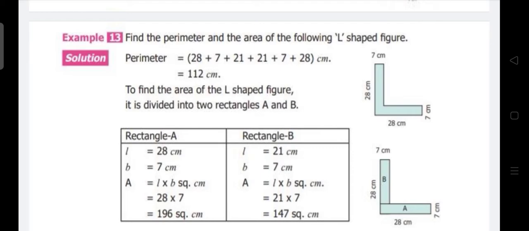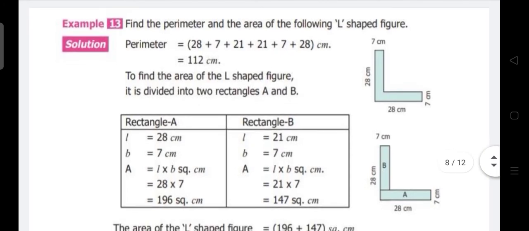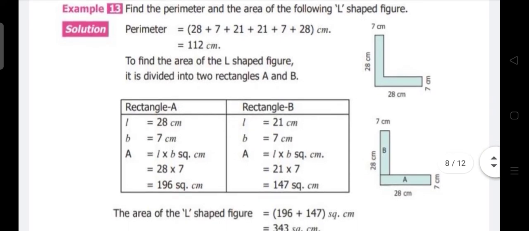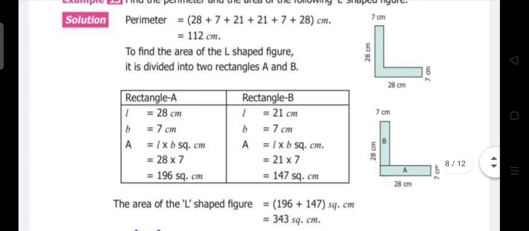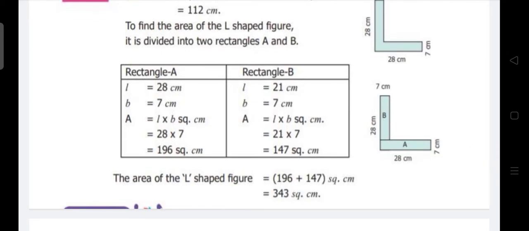The area means area of rectangle A and area of rectangle B. Rectangle A length is 28, breadth is 7. So area is 196 square centimeter. Rectangle B length is 21, breadth is 7. A is equal to L into B square centimeter. That is 21 sevens are 147 square centimeter. So add rectangle A plus rectangle B area, you will get the total area, 343 square centimeter.